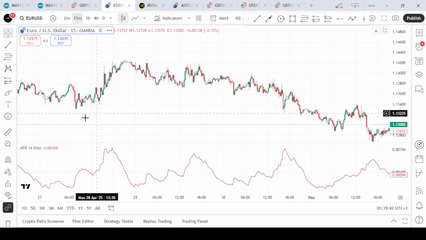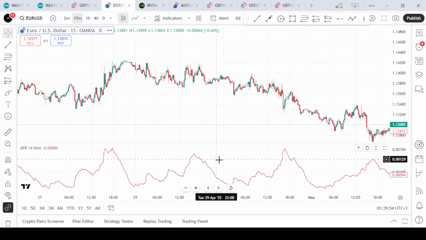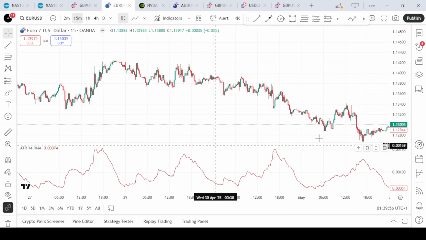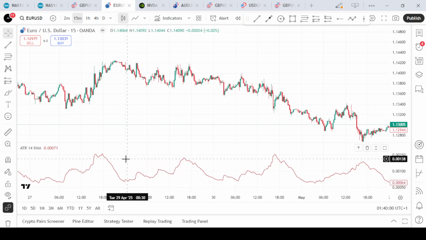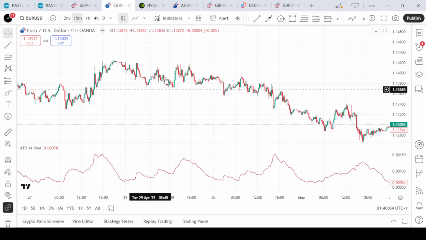The first step is to identify the volatility based entry point. You look for a period where the ATR is declining or flattening. This consolidation phase often precedes a significant breakout.